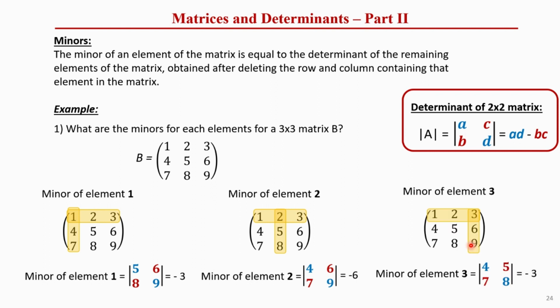Similarly, we can calculate the minor of element 3. Once again, the same rule. We can delete the row and column containing element 3, and we are left with a 2 by 2 matrix, of which we can calculate the determinant. That would be the minor of element 3. Following the same trend, we can find the minor of the remaining elements. So for example, here I have shown the minor of element 4, element 5, element 6, and you can do that for elements 7, 8, and 9.